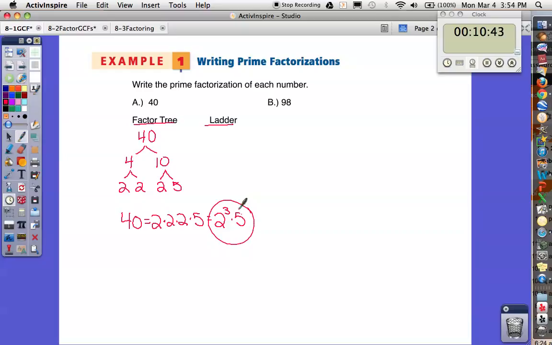The ladder, then, is another way that you can do it. You start with your number and kind of put it in a box, and you divide by prime numbers until you get down as far as you can. So you want to divide by 2 or 3. Start with the lowest prime.